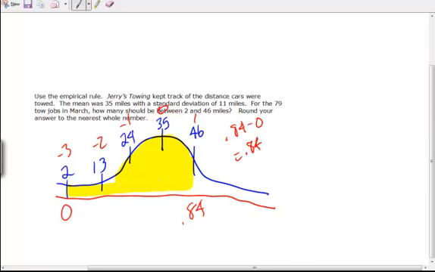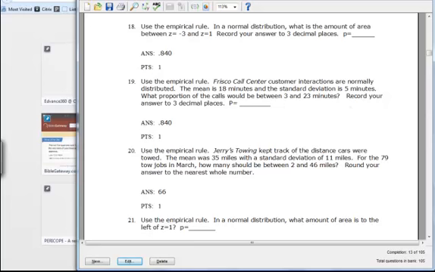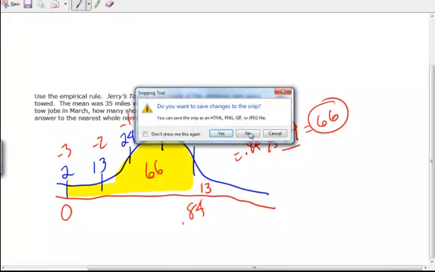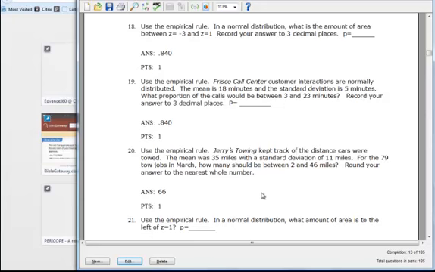Multiply that by the number of tow jobs, 79, and you get 66. So there are 66 tow jobs. This would be 66 tow jobs that would be in here, which if there's 79, that means there's 13 that aren't in there. I think that's enough for you to figure out how to do some of the problems. If you still have questions, let me know.